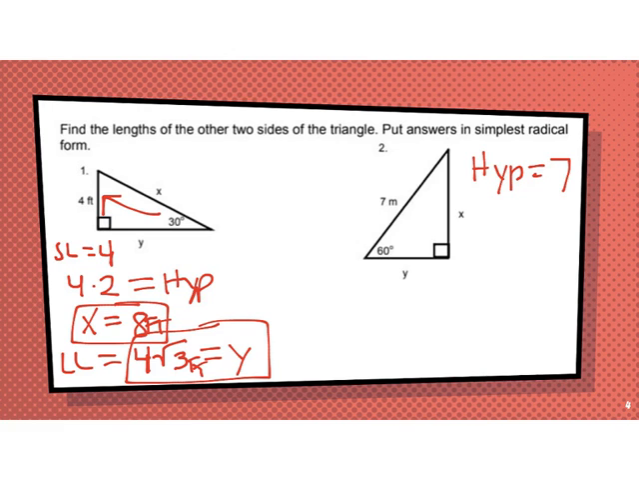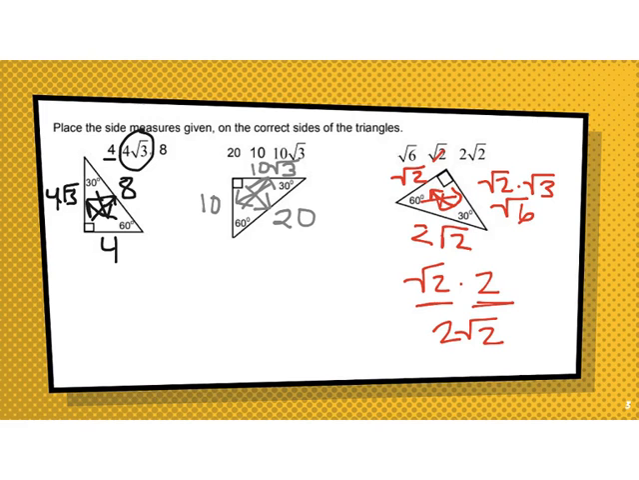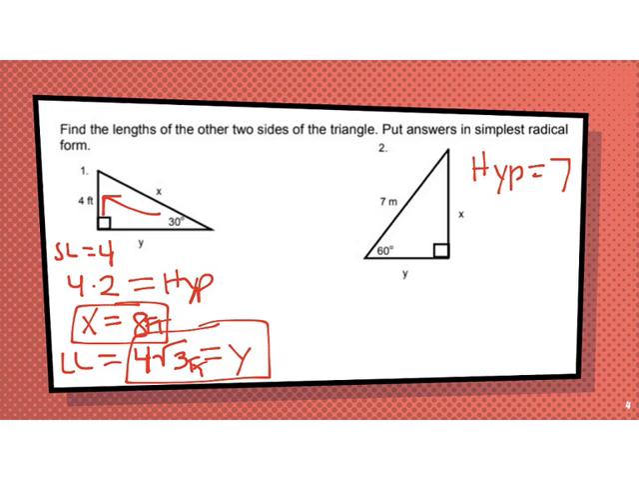Since we were given the hypotenuse, we're going to plug it into our formula. We're trying to figure out the actual short leg, so I'm going to go back to the formula. See how our hypotenuse is 2x? So I'm going to set that 7 equal to 2x, just so we could solve for x to see what our short leg will actually be. So it looks like x will equal 7 over 2.